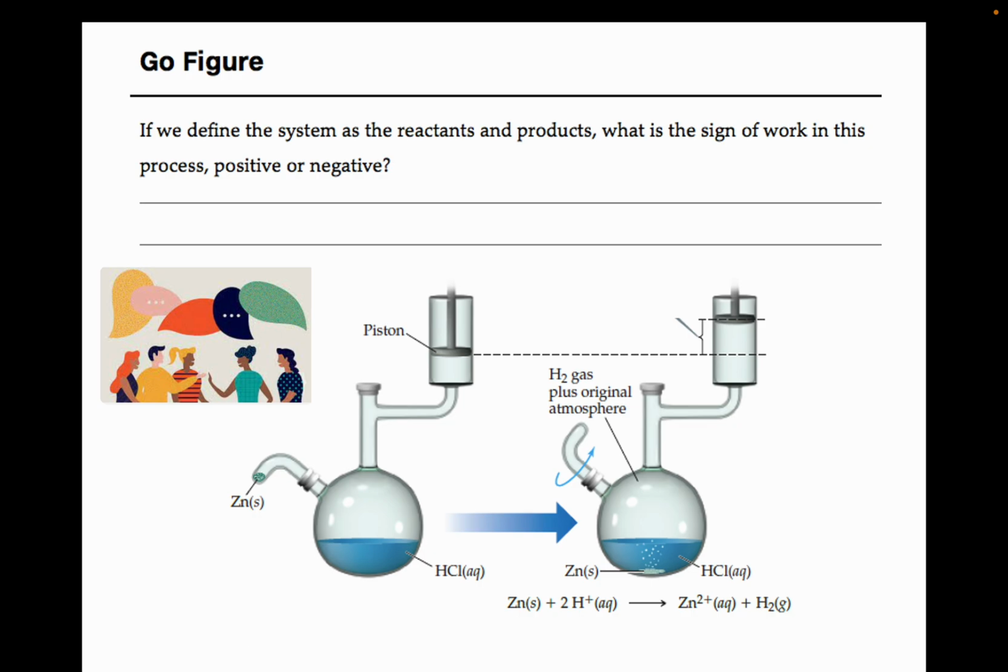Because hydrogen gas is being generated, in this particular chamber there's a potential for the volume to change because it's outfitted with a piston at the top. So this is another opportunity to share ideas. Check in with the person next to you. If we're defining the system as the reactants and products, what's going to be the sign of work in this scenario?